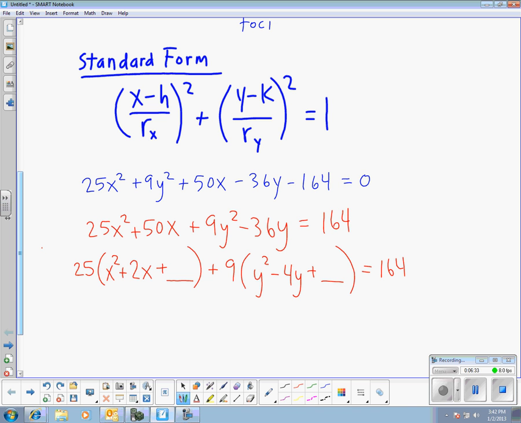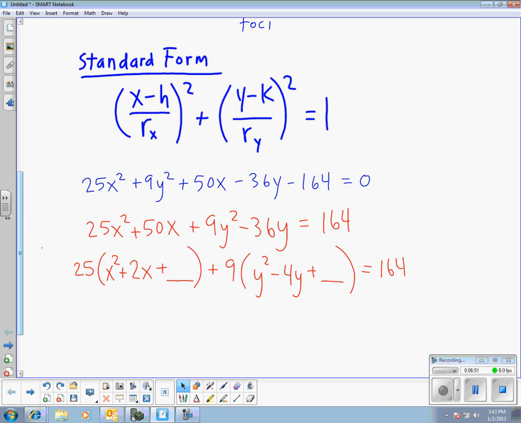Okay, so in the first line, I did two things. I grouped my x's and I grouped my y's, and I moved the 164 to the other side. My second line, I'm going to do two things. I'm going to factor out the coefficient of x squared and y squared, and I'm going to leave a space for my next number that goes in there.